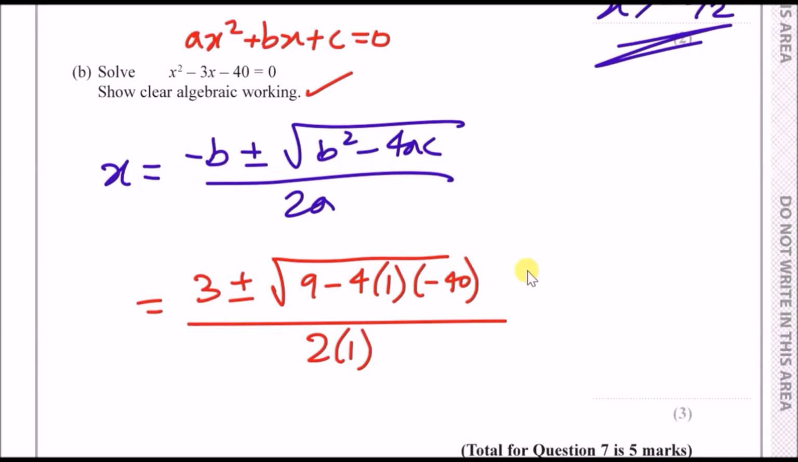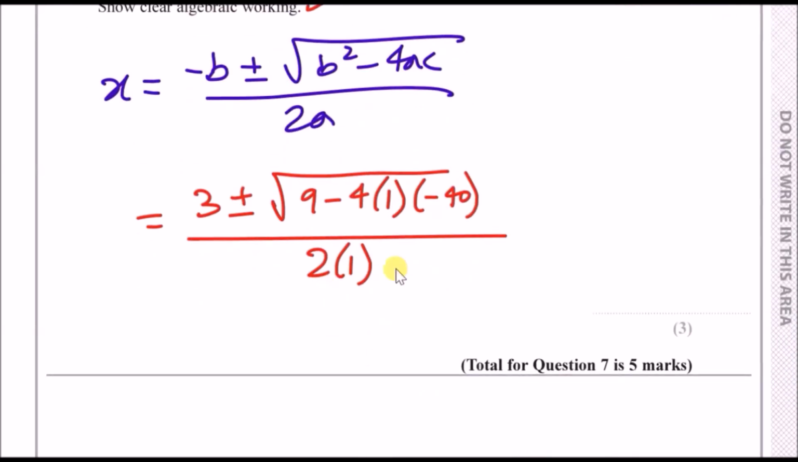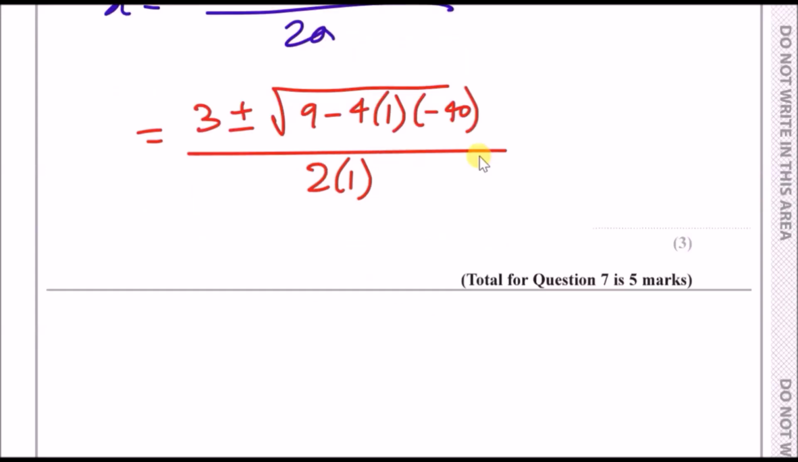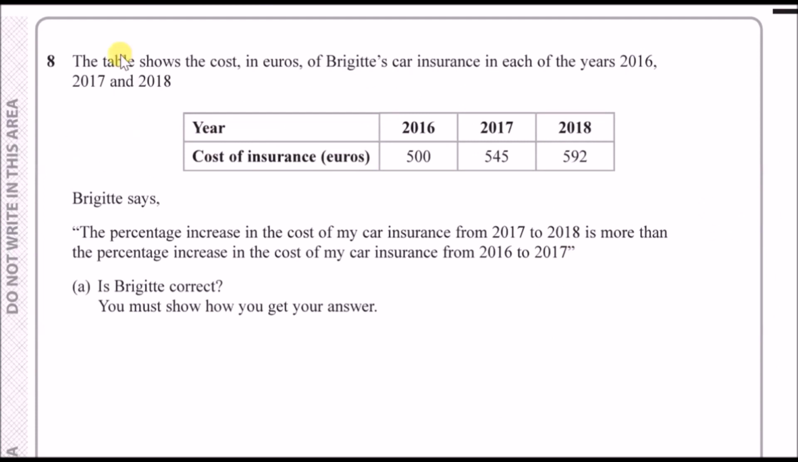And yeah, guys, that's really it. And then when you drop this in the calculator, remember to write the plus here first and then repeat it with the minus sign. You should get x equals 8 or x equals negative 5. And that's it, guys. All right, number 8, let's do this.